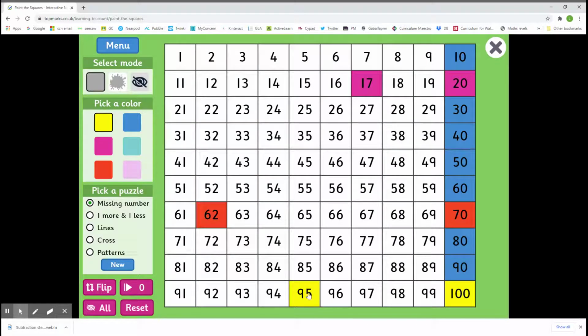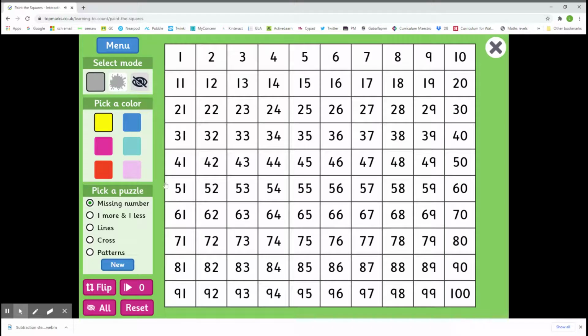100 take away 95? Well, what's the difference between the two numbers? How far is it from 95 to 100? It's 5. And then you can flip that and you could say, for example, what's 84 take away 80? Well, again, I could go 10, 20, 30, 40, 50, 60, 70, 80. Yeah, I could, and the answer's 4.